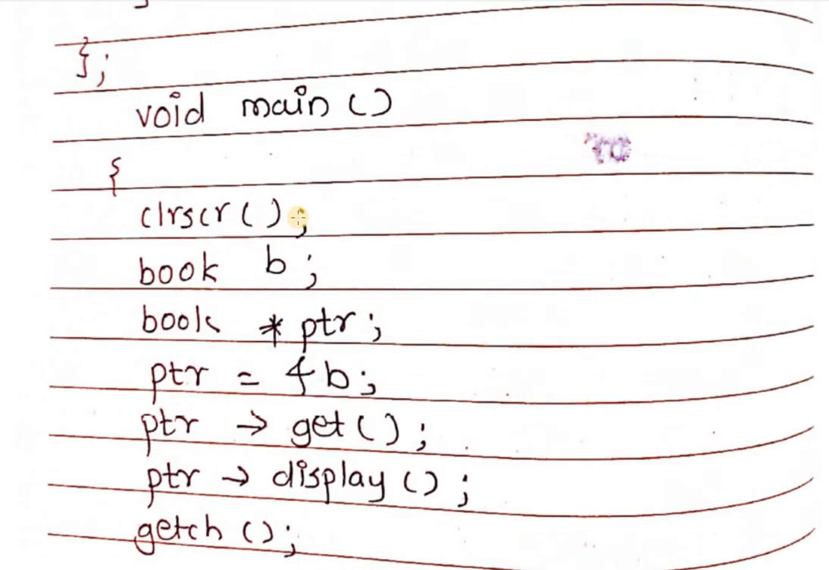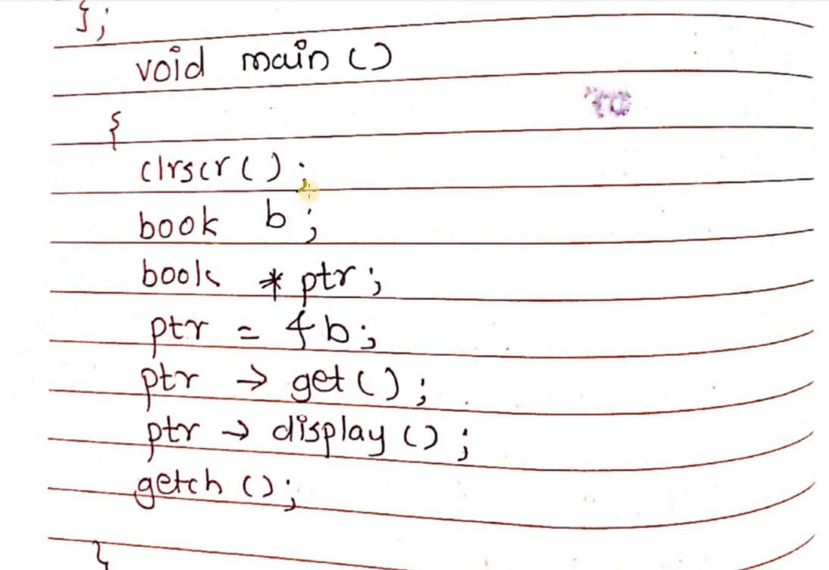Okay, then here the pointer to object is used. In the main function, we want to create an object, that is, we are creating an object of the class book, that is B. Then we want to define a pointer. Pointer PTR is defined for the book. We know that the pointer holds the address of a variable. So here the pointer stores the address of object B. Object B is an object of the class book.